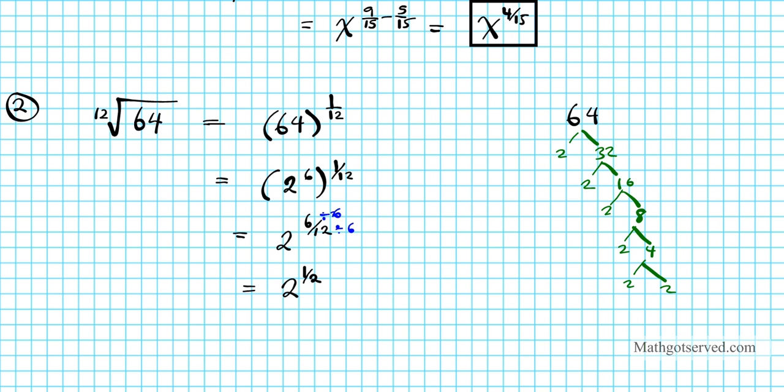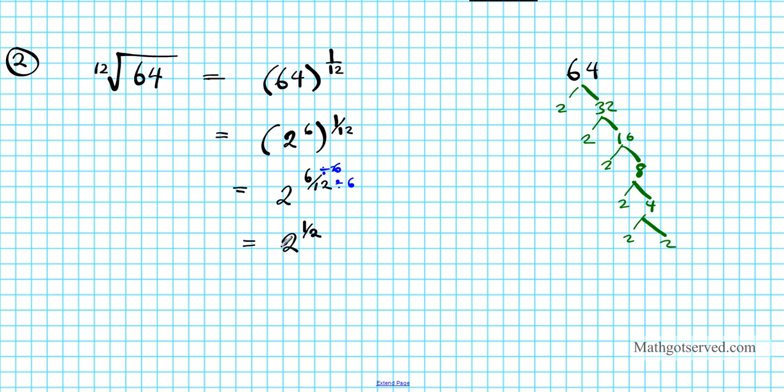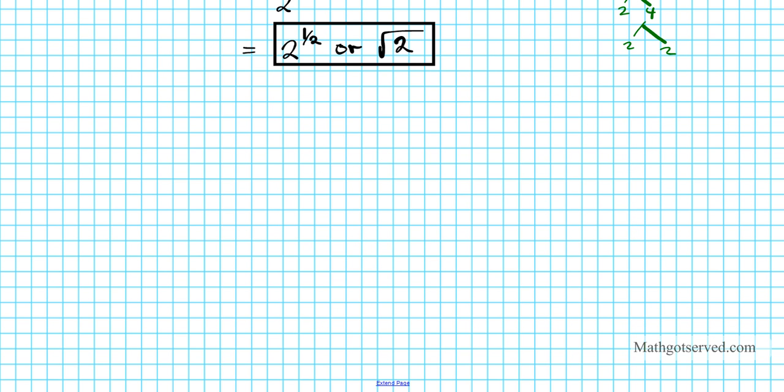Okay? So this is the answer in rational exponents form, but I can also express this using the nth property of exponents that I did here to write it as a radical. So this can also be written as the square root of 2. So depending on the choices, either of these two answers will suffice. All right, let's move on to question 3.